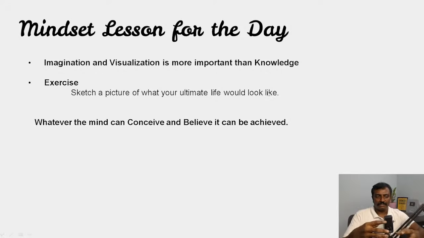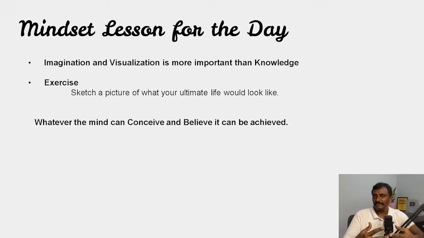Today's mindset lesson is about how imagination and visualization are more important than knowledge. Any product or anything in this world is created twice. First the idea was conceived in the mind, and then the actual product takes place. For example, the camera I'm talking to was first created in the mind, and then the actual product took place. Anything, like the Taj Mahal, was first conceived in the mind, and then the actual product took place.